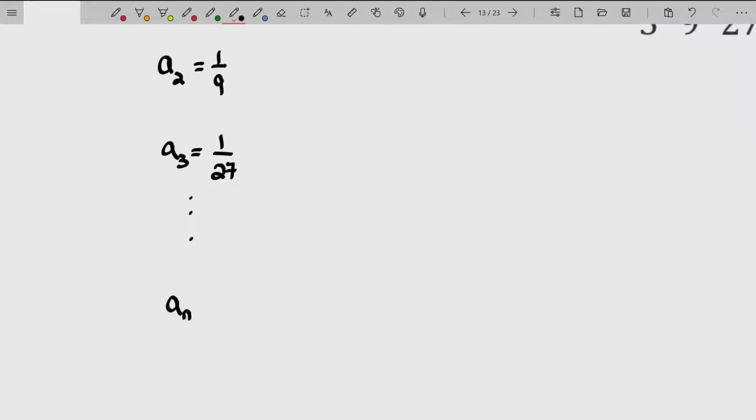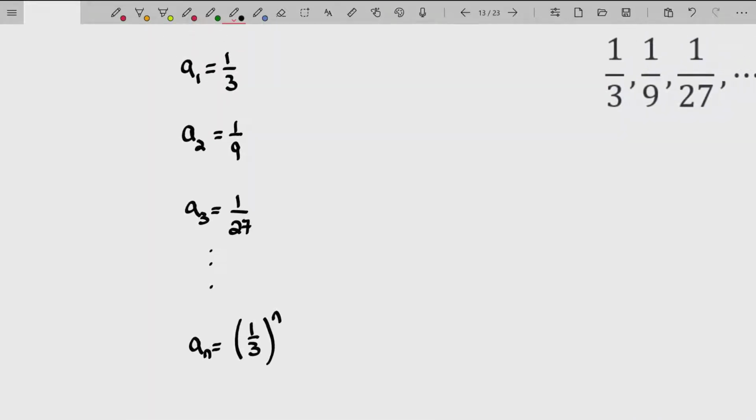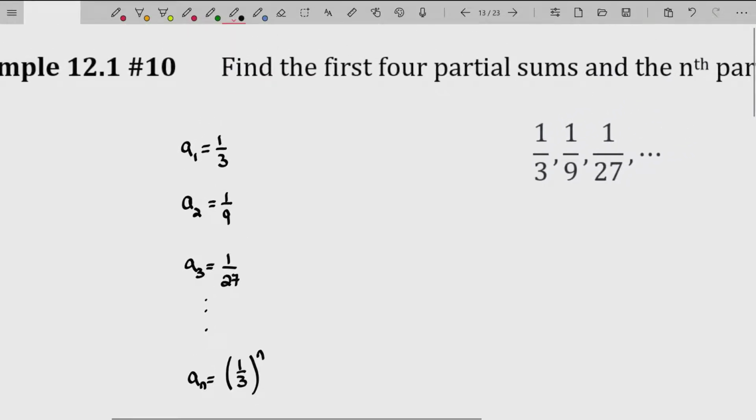And we could easily find a formula for it. It's 1/3 raised to the nth. You could double check that. If n was 1, in other words A1 here, it'd be 1/3 to the first. If n was 2, A sub 2, we'd have 1/3 squared. So it does work out. All right, but nobody asked for that in this situation.